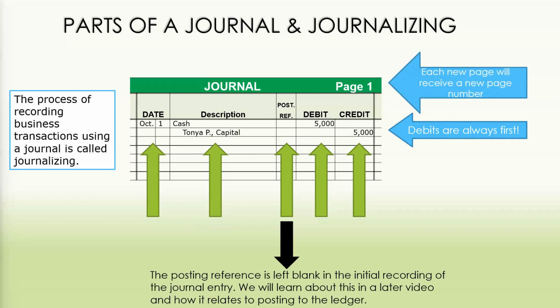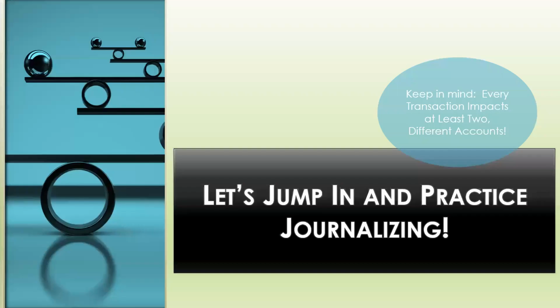And then up here, you can see the page number of the journal. Each new page will receive a new page number. So when we get to the bottom of page 1 on the journal, and that's all filled up with transactions, when we begin a new page, we'll call that page 2. So let's jump in and practice the process of journalizing. Keep in mind, every transaction impacts at least 2 different accounts.